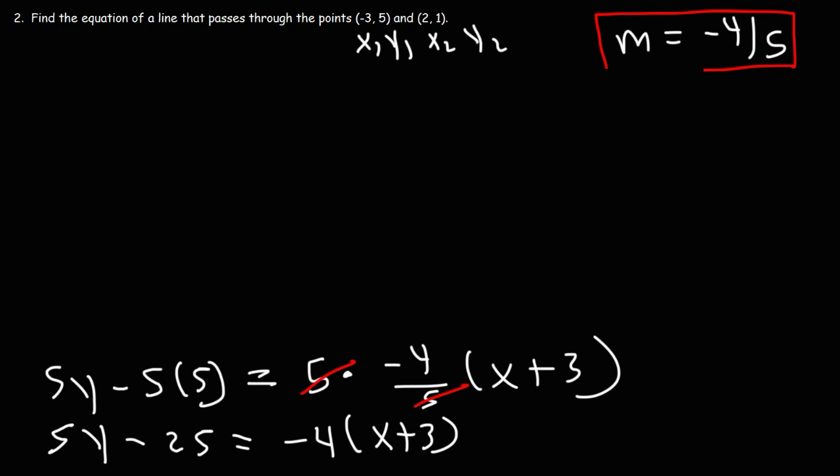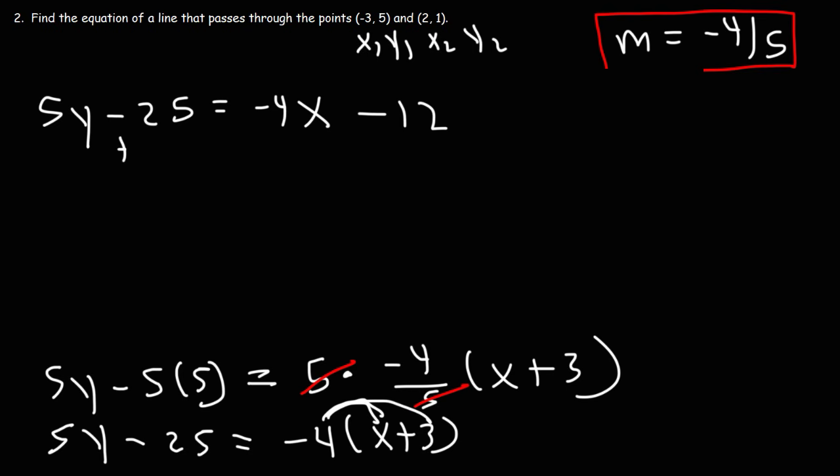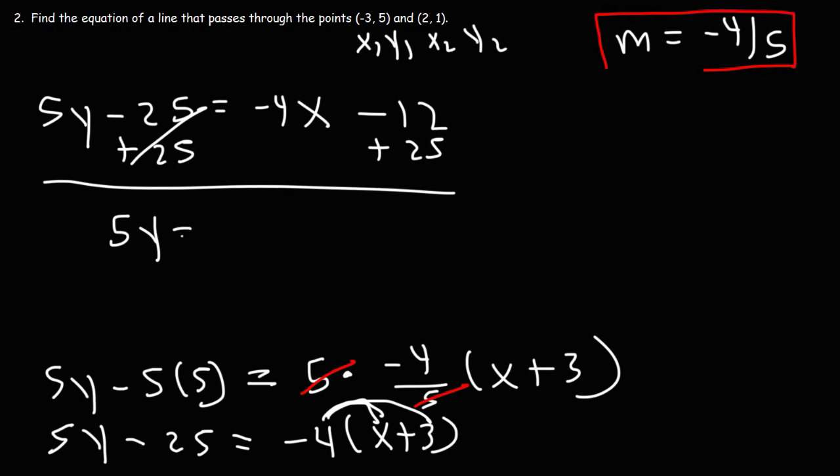So now our next step is to distribute the negative 4 to x plus 3. So we're going to have 5y minus 25 is equal to, so this is negative 4x, and then negative 4 times 3 is negative 12. Now the next thing we need to do is add 25 to both sides. So we're going to get 5y is equal to negative 4x plus 13.